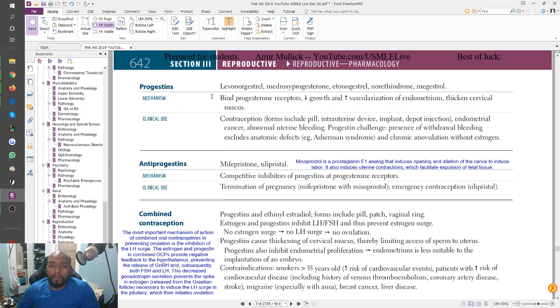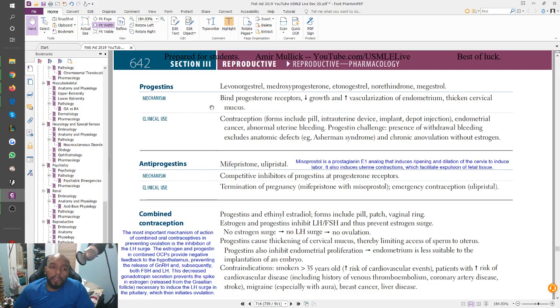All of these guys bind progesterone receptors, decrease growth and increase vascularization of the endometrium, and thicken the cervical mucus, right, which is all great for someone trying to get pregnant. However, it can also clinically be used for contraception if you give it with other stuff. Endometrial cancer, it can be helpful there as well, and abnormal uterine bleeding, because those two things occur from unopposed estrogen. The progestin challenge test we saw in an earlier video with a question is where you have the presence of withdrawal bleeding, excluding anatomic defects, and chronic anovulation without estrogen. Right? So as soon as you take the progestin away from someone, they start bleeding, and it's not due to estrogen, where you just have anatomic defects and chronic anovulation without estrogen.